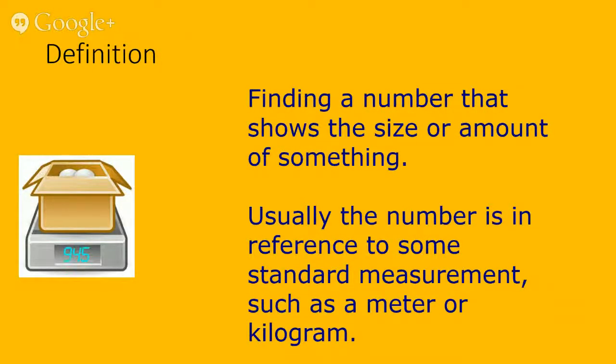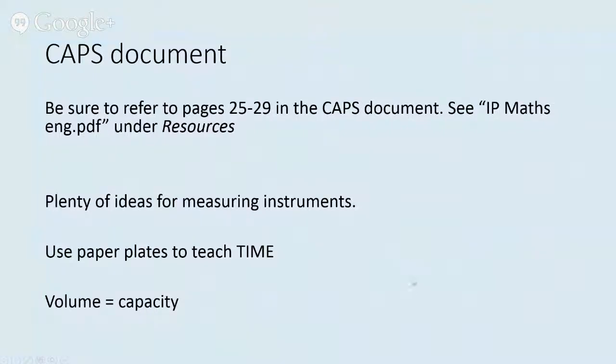Just a definition: measurement is finding a number that shows the size or amount of something. Right? Measurement doesn't just go with the height or the mass. It goes with both of those, right? It goes with the area. It goes about showing how big something is, how small something is, and it also has reference to some standard measurement, a unit of measurement, a meter, millimeter, a kilogram, a milliliter, something of that nature.